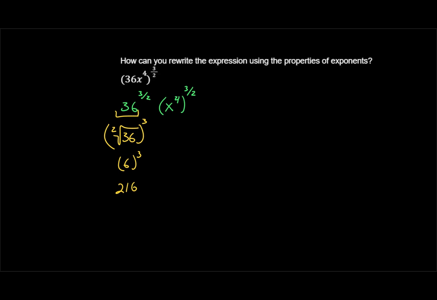Now I'm going to go back up and focus on the variable x. This time we have a power raised to a power, so power of power property means that we're just going to multiply the exponents, so 4 times 3/2, which means I will be able to reduce this to just 2 times 3, which gives us x to the 6. And I'll just bring it down for the ride. So overall, we have 216 x to the 6th.